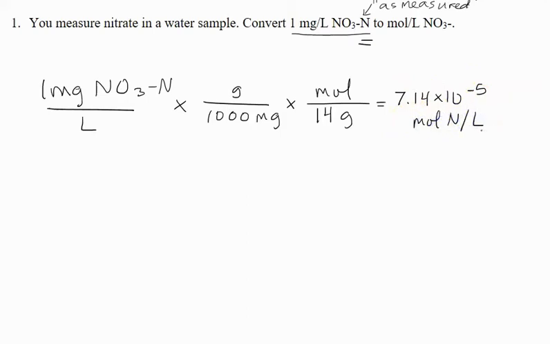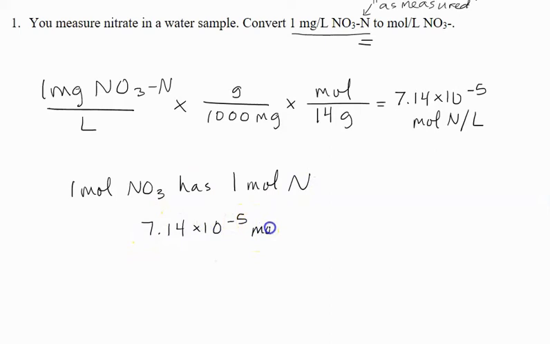Then we need to convert it to nitrate. And you'll see here that 1 mole of nitrate has 1 mole of nitrogen. So we know that we've got 7.14 times 10 to the negative fifth moles of nitrate per liter. Okay.